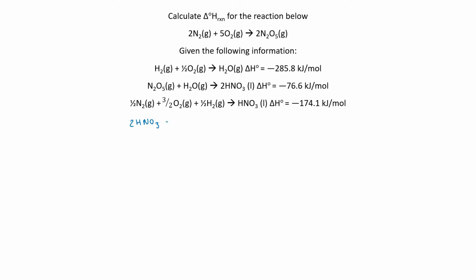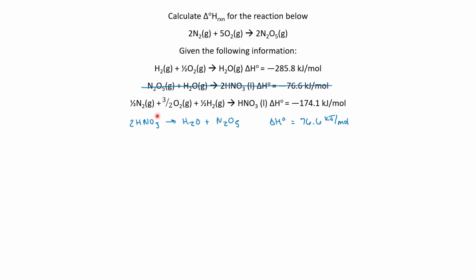Remember, when you reverse a step, you must reverse the sign of the delta H. So for this reaction, instead of having a negative 76.6, this is now going to become a positive 76.6 kilojoules per mole. And let's make sure we cross out this original step too, so we don't use it again.